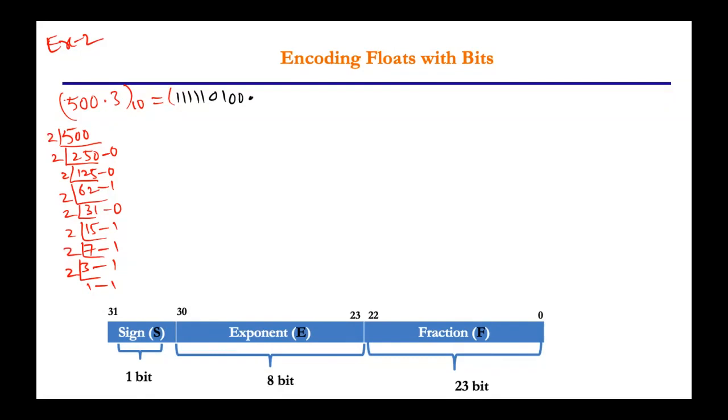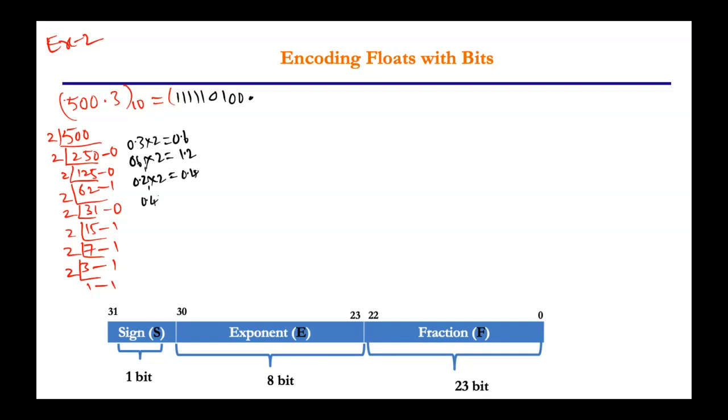Now we need to find the fractional part. For the fractional part, 0.3, we need to do multiplication. 0.3 multiplied by 2 gives 0.6, and this procedure continues. 0.6 multiplied by 2 is 1.2. Then 0.2 multiplied by 2 gives 0.4.